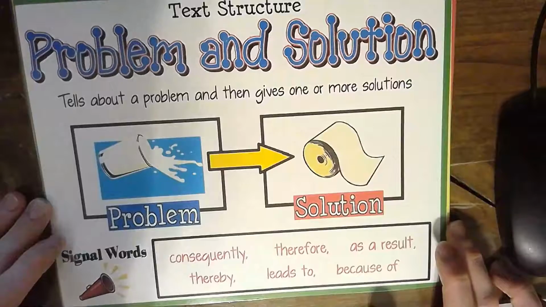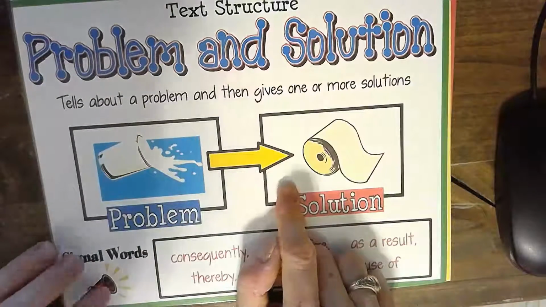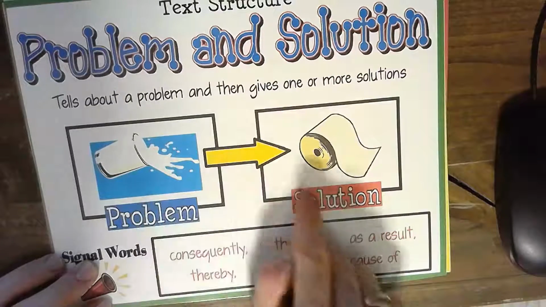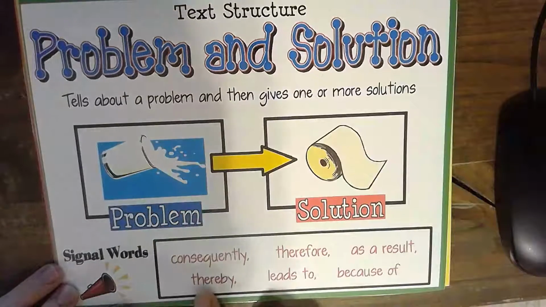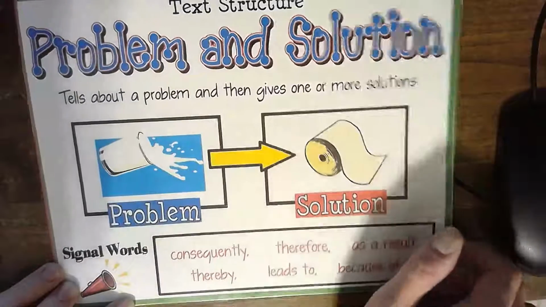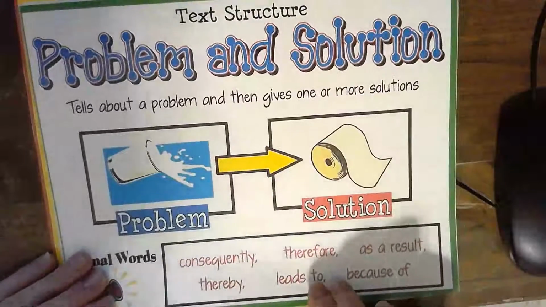Our next text structure is problem and solution. It tells about a problem and then gives one or more solutions. This would be the graphic organizer, our thinking map that we would see for a problem on the left, solution on the right. Some signal words would be consequently, therefore, as a result, thereby, leads to, or because of. And so remember, this is problem solution. The author tells a problem and then gives one or more solutions.